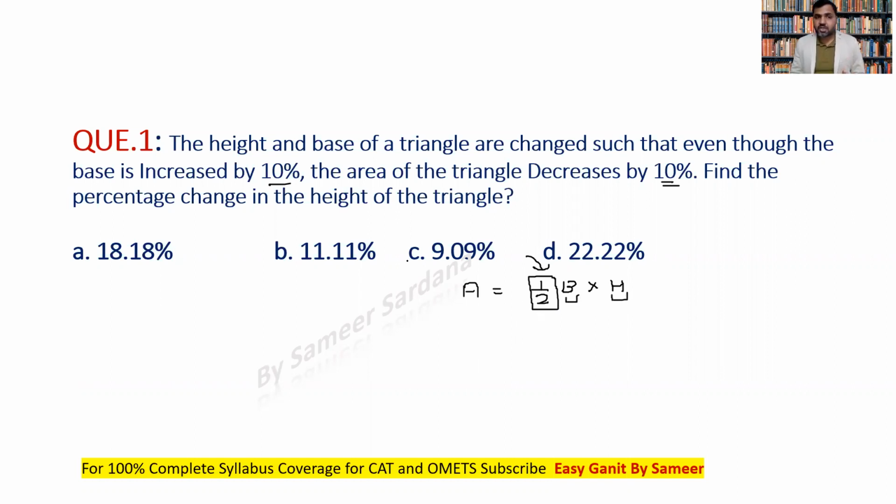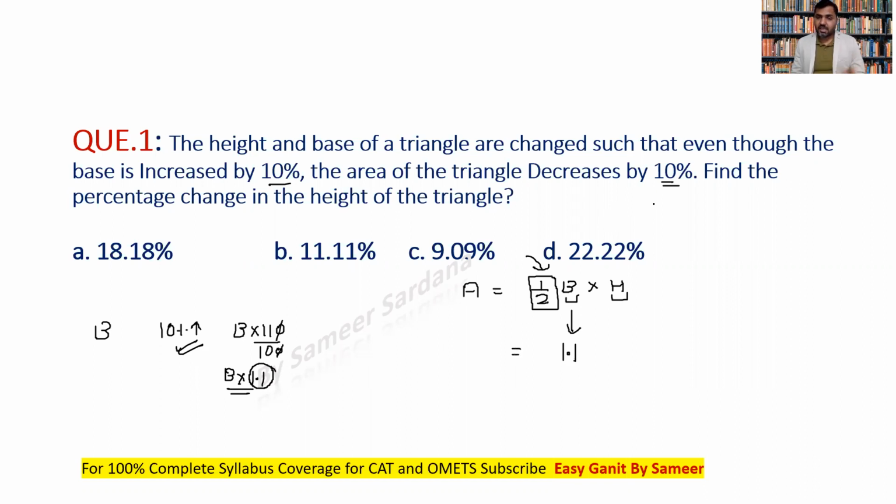Now, you see that the question says the base is increased by 10%. When I say the base is increased by 10%, tell me what will be the multiplying factor? Just look for the multiplying factor. You will get your answer in one step, right? You just need to know the basics. If I increase the base by 10%, the new base will be 110% of the old base. Why 110% of the old base? Because I'm increasing it by 10%. That means the new base would be 1.1 times the old base. So the multiplying factor that will be introduced in the base value will be 1.1.